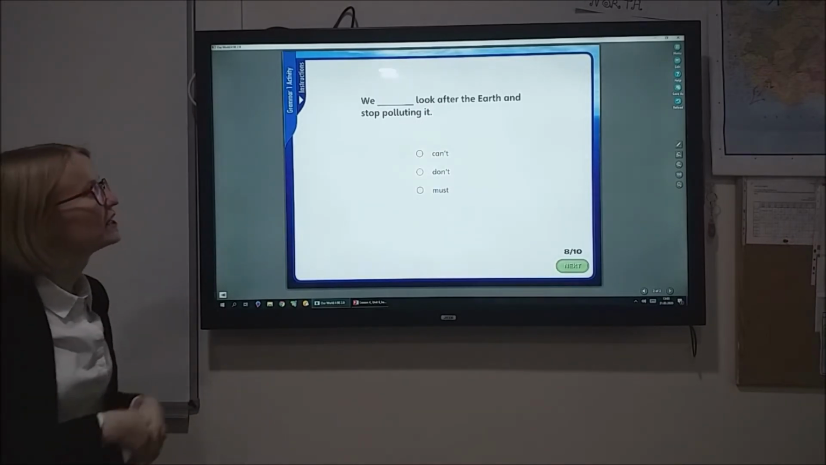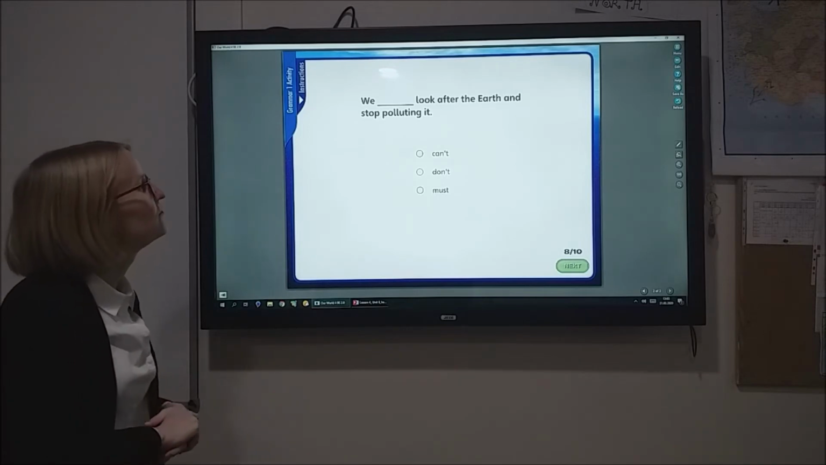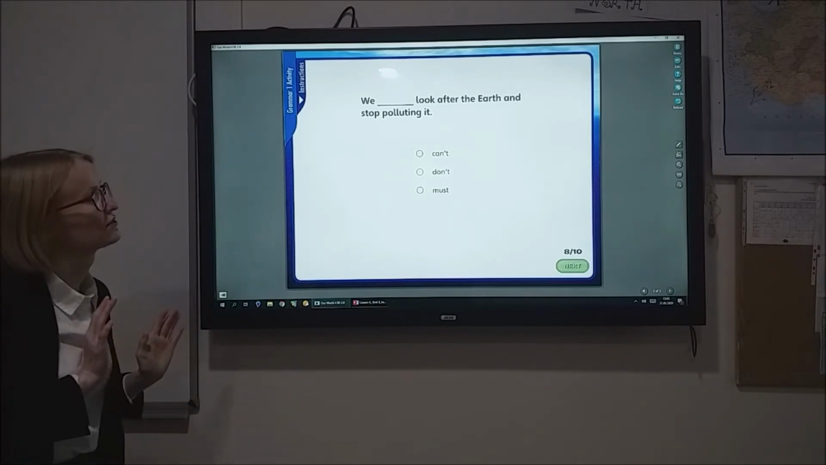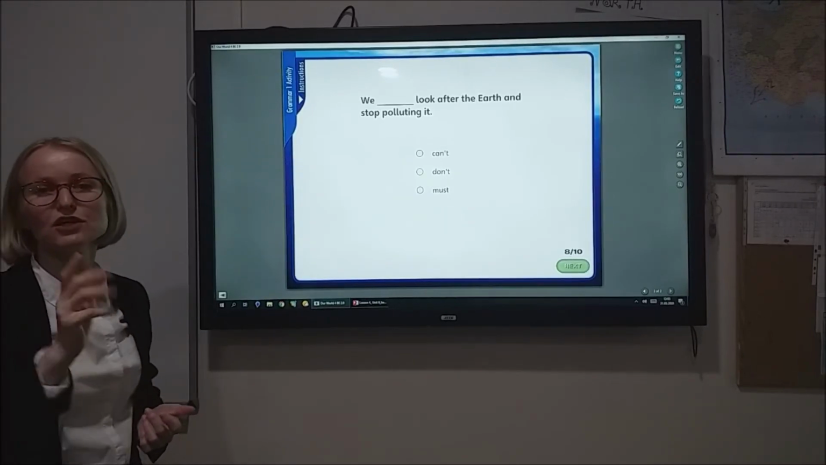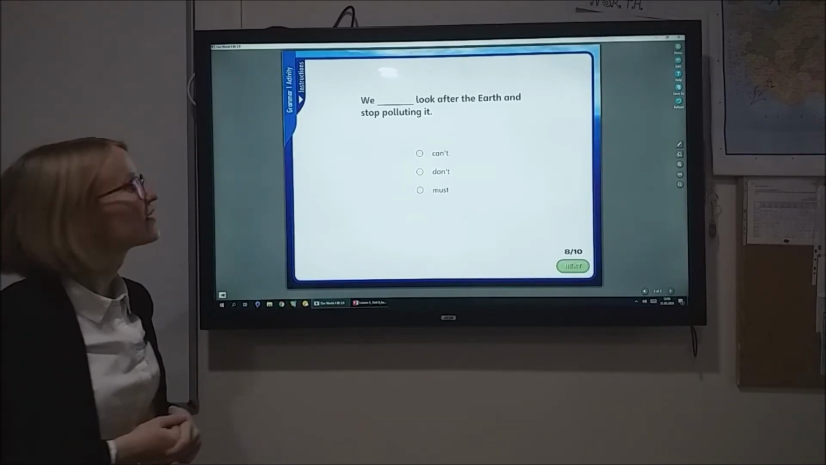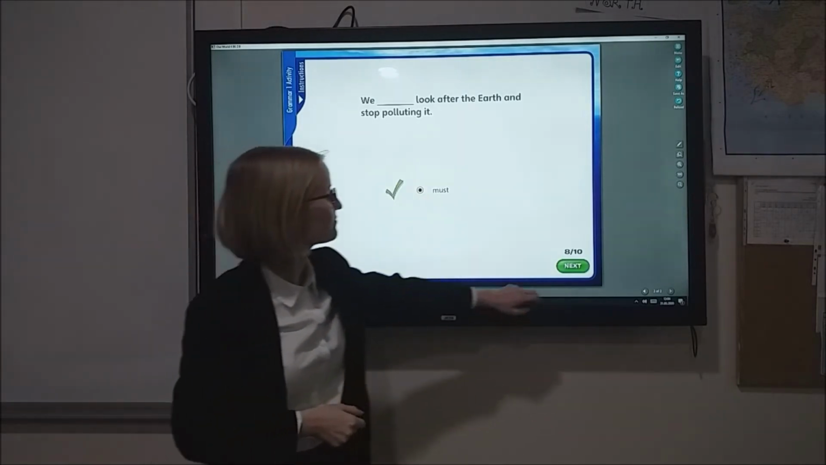We can't look after the earth and stop polluting it. We don't look after the earth. We must look after the earth. Your answer, we must look after the earth.